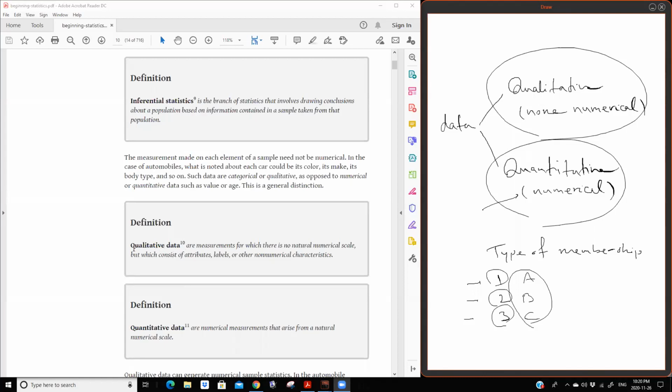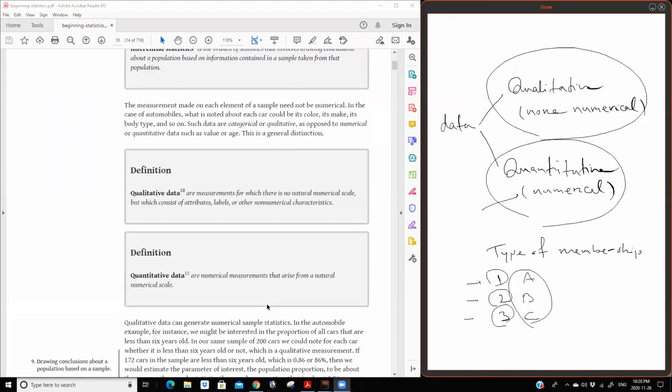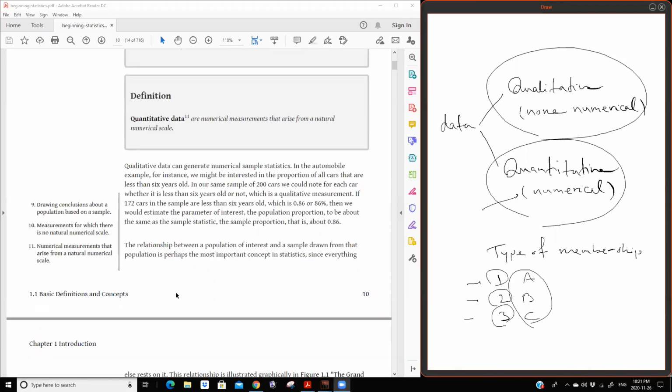No, sir. So qualitative data are measurements for which there is no natural numerical scale, but which consist of attributes, labels, categories. And quantitative data are numerical measurements that arise from a natural numerical scale. For example, temperature is quantitative. Weight, height, blood pressure, these are all quantitative data.